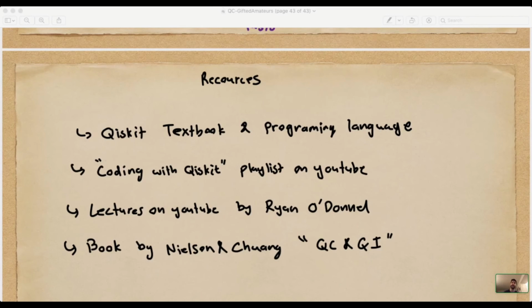So, to your question, a resource to learn about how one of these computers is made. Let me think about that for a second. Right now I don't have a resource at the top of my mind, but I can forward something to Hamid later.